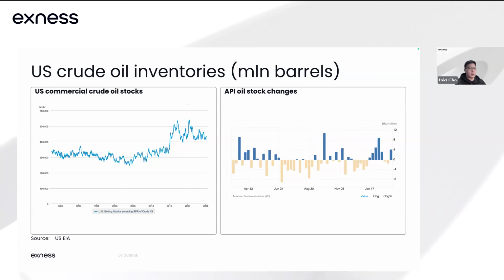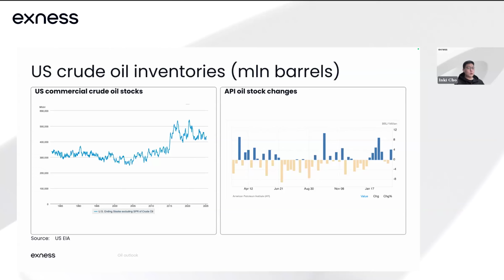drop. And the API crude inventory data, as you can see here on the right side, also shows a similar trend, confirming that stockpiles are continuing to increase. And if this trend keeps up, we could see further short-term pressure on oil prices.